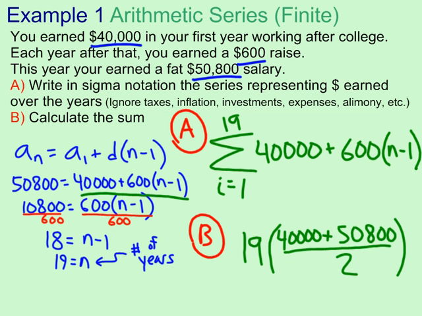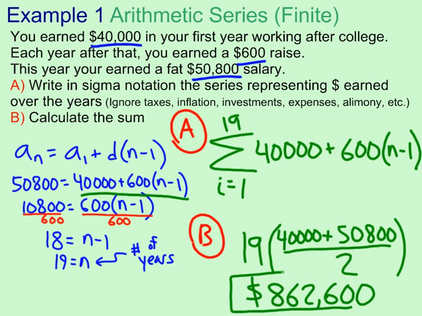So I'm going to trust you can do that on your calculator with ease and get the same result that I do, which is 862,000. I'm trying to shortchange it here, apparently. $862,600. That is how much you've earned over your 19 years out of college. Congratulations.